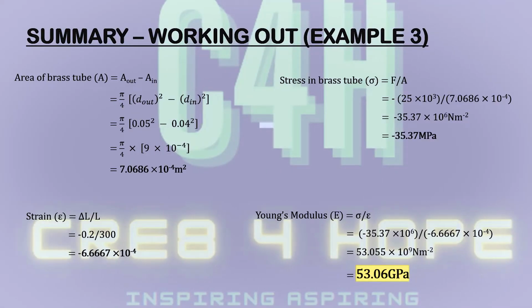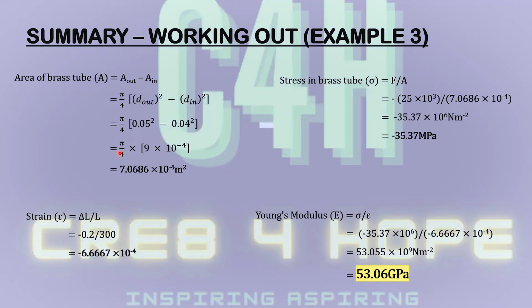So this is a quick summary of what we just worked out. We start off by calculating the area of the brass tube. The cross-sectional area A is equal to the difference between the area of the outer diameter and the area of the inner diameter. So this gives pi over 4 into bracket the outer diameter squared minus the inner diameter squared. Putting in values into this equation, we get pi over 4 into bracket 0.05 squared minus 0.04 squared.